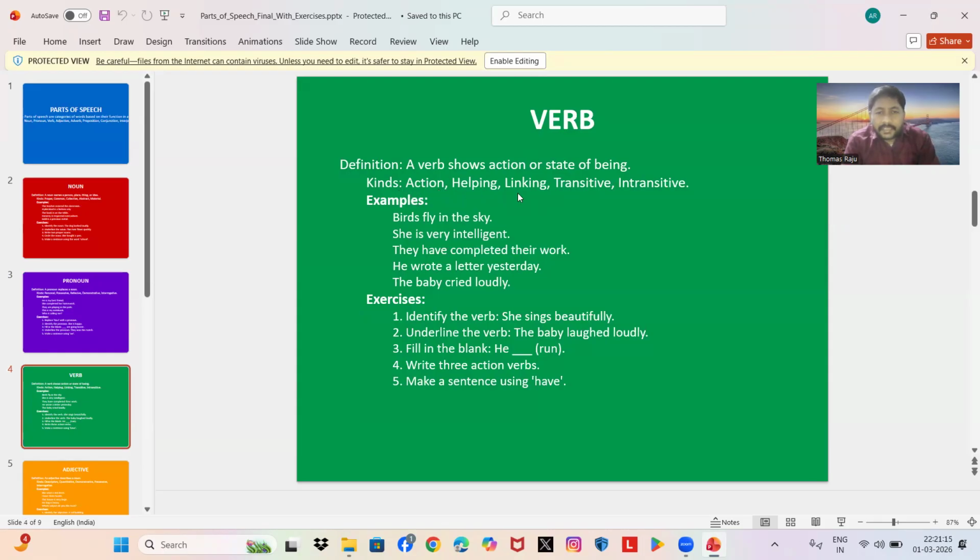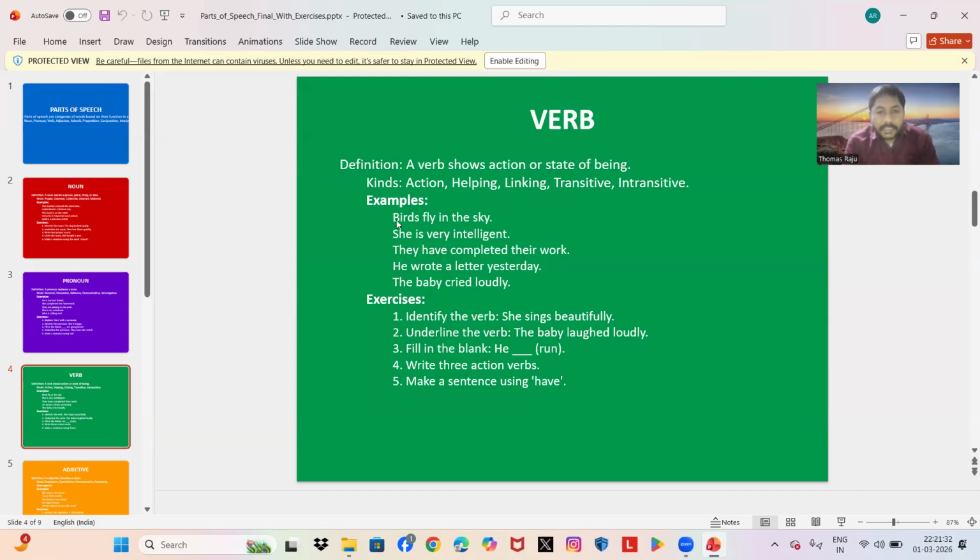Kinds: action, helping, linking, intransitive verbs. These are the kinds of verbs. I'll make another video to explain in detail about these kinds. First, let us see kinds of verbs. Sorry. So here, let us focus on our verb.